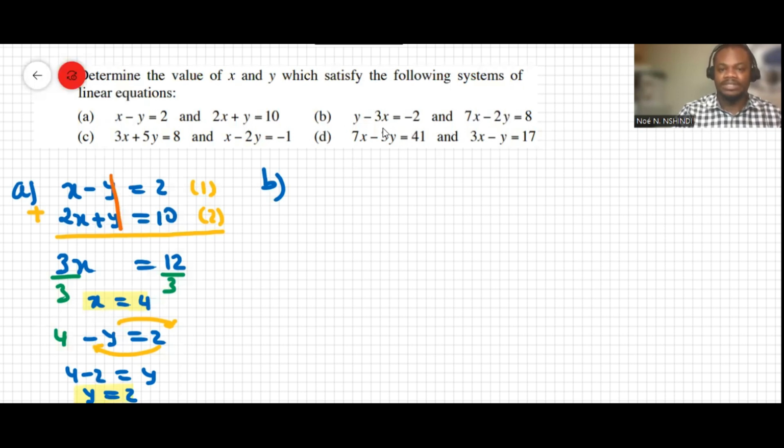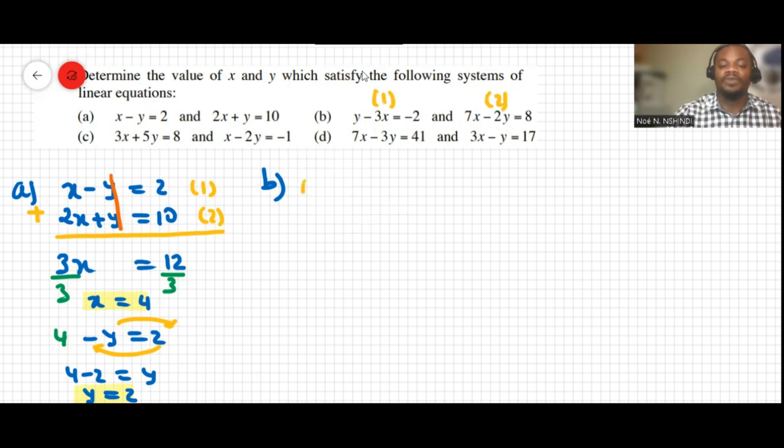Now, I look at this question B here. When I look at the terms, I don't see that I can cancel a certain variable easily. In this case, I prefer to use the substitution method. Let's call this one equation 1 and that equation 2.